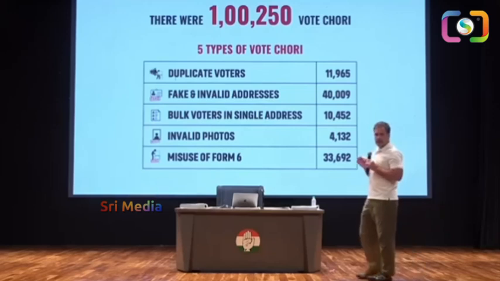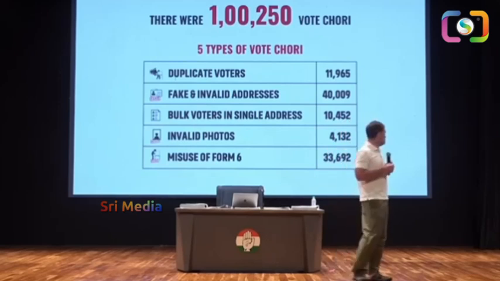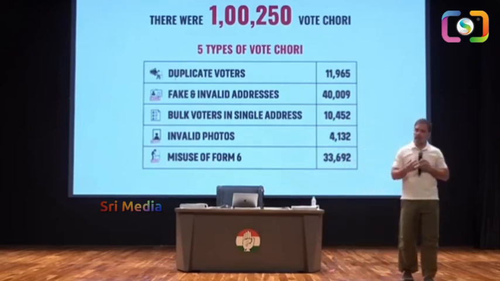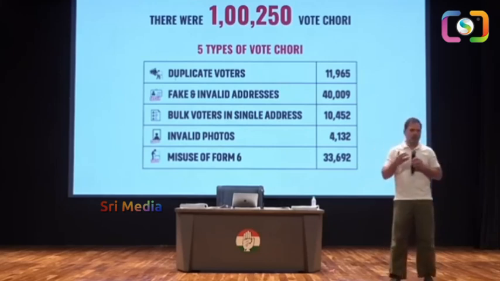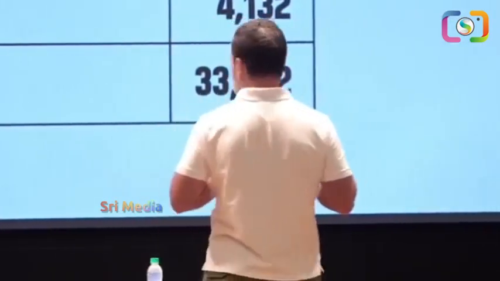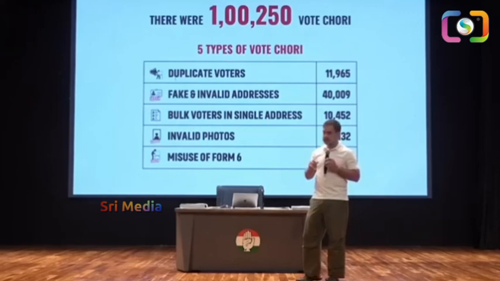Fake and invalid addresses. Voters who didn't have addresses or were just fake addresses. Bulk voters in a single address. One building, 50 people, 60 people, a one-bedroom house, but we go there, and no 50 people are living there. No record of those people ever having lived there. One family living in that house. Invalid photos, photos which you simply cannot see, or no photos existing of theirs on the polling list.